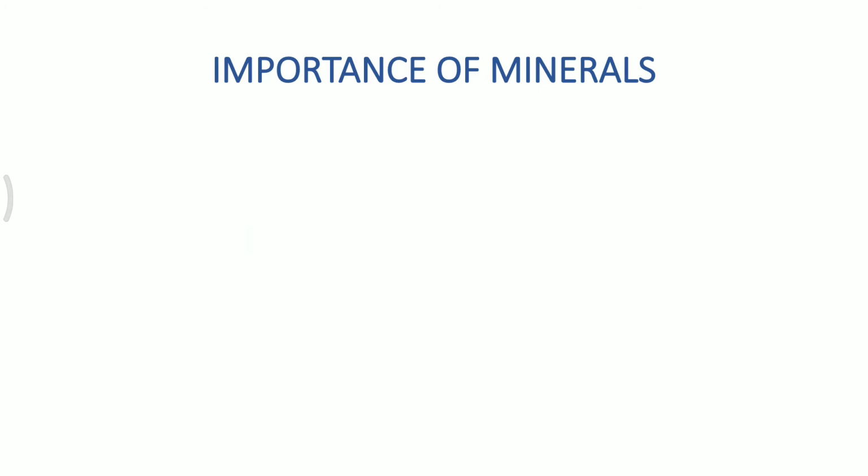Second important thing is regarding the minerals. Minerals help in the movement in the cell. Now, what is the meaning of cell movement? From one cell to another cell, when some substance is moving, it requires certain ions, and those ions are provided by the minerals.